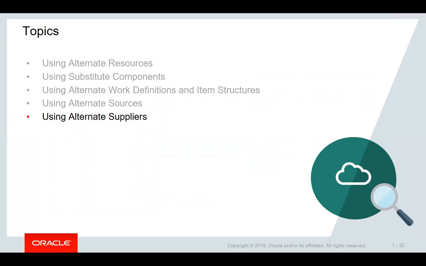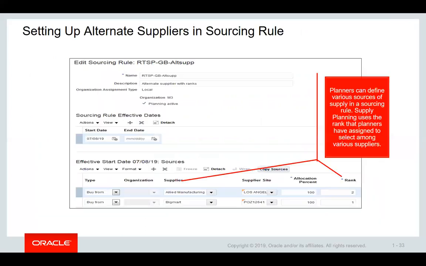In the last section, we discussed how to use alternate suppliers. As I mentioned in the previous section, you can define various sources of supply in a sourcing rule. Supply planning uses the rank that planners have assigned to select among various suppliers.